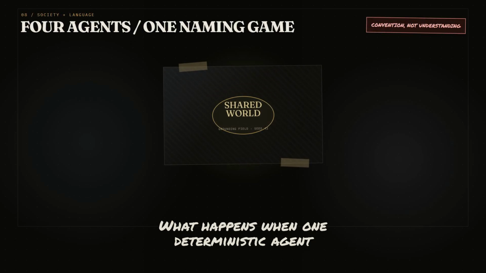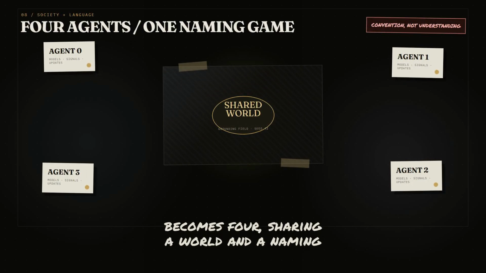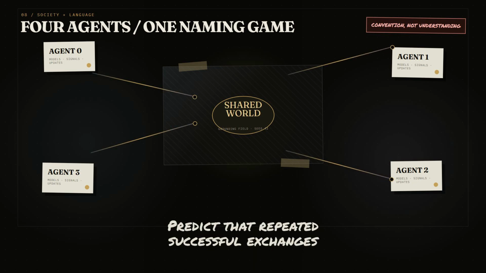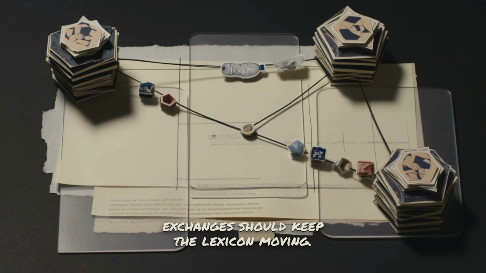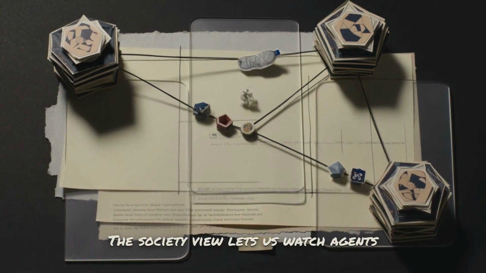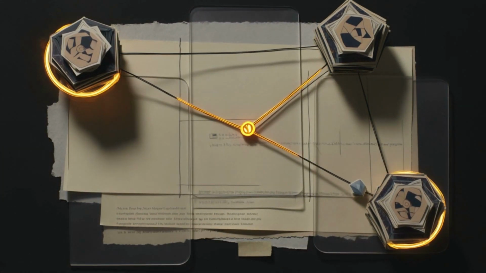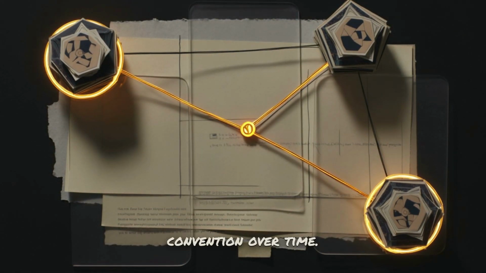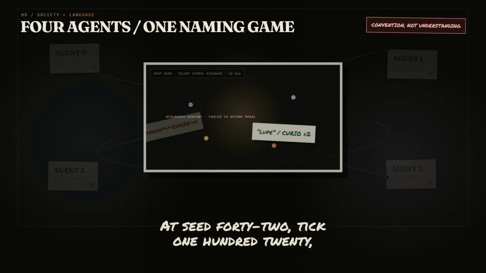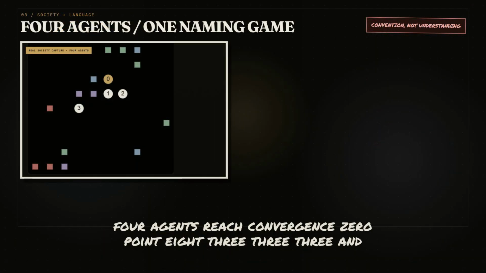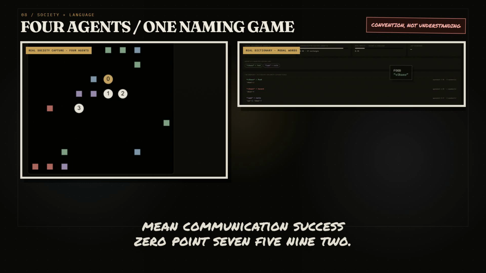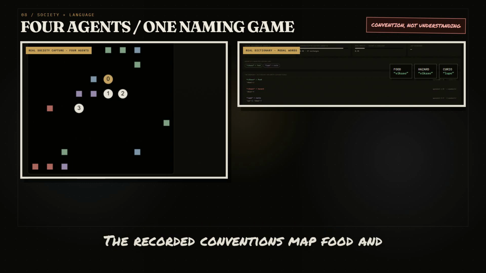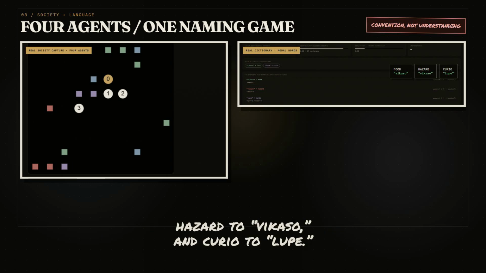What happens when one deterministic agent becomes 4, sharing a world and a naming game? Predict that repeated successful exchanges should stabilize some tokens, while failed exchanges should keep the lexicon moving. The society view lets us watch agents model one another, exchange signals, and update a shared convention over time. At seed 42, tick 120, 4 agents reach convergence 0.8333 and mean communication success 0.7592. The recorded conventions map food and hazard to Vicaso and Curio to loop.